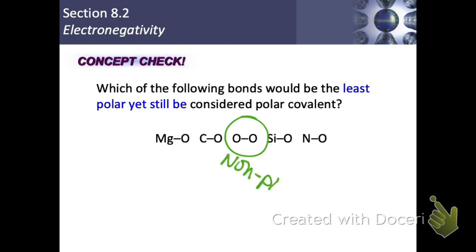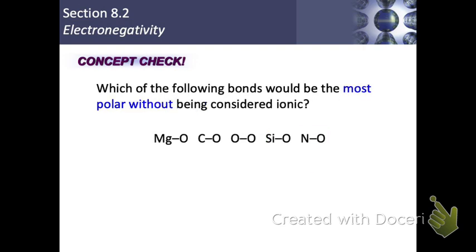Non-polar covalent bond, right? If you've got two elements of the same. All right. Most polar without being considered ionic would be the biggest difference in polarity without going over 1.7, right? Magnesium and oxide would go over 1.7.